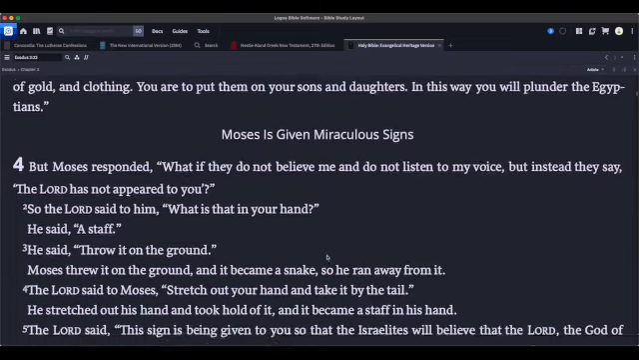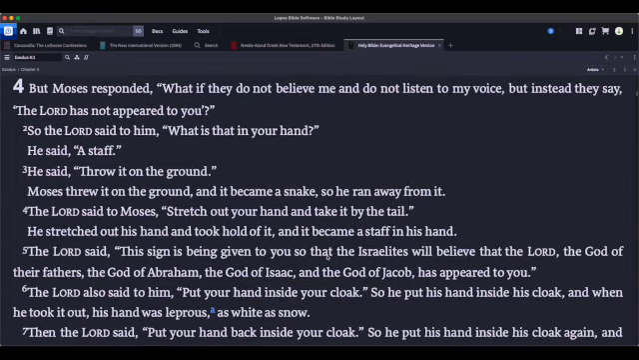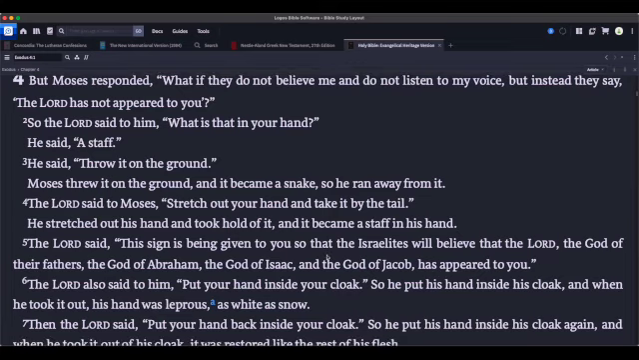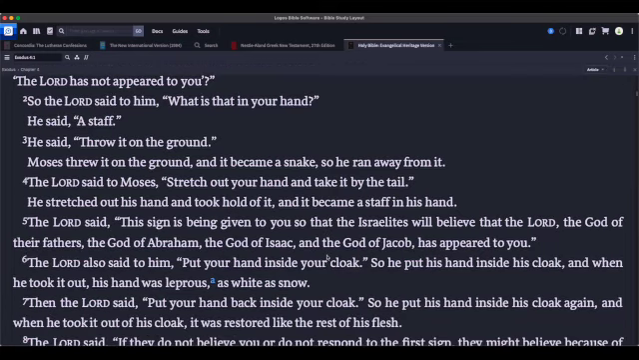But Moses responded, what if they do not believe me and do not listen to my voice, but instead they say, the Lord has not appeared to you? So the Lord said to him, what is that in your hand? He said, a staff. He said, throw it on the ground. Moses threw it on the ground, and it became a snake, so he ran away from it. The Lord said to Moses, stretch out your hand and take it by the tail. He stretched out his hand and took hold of it, and it became a staff in his hand.